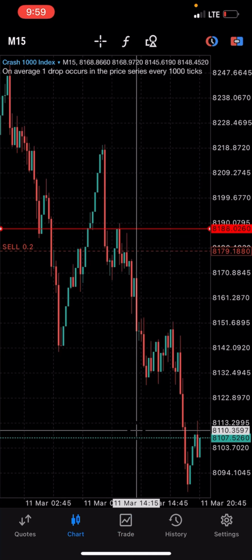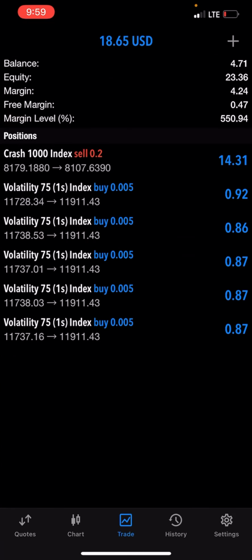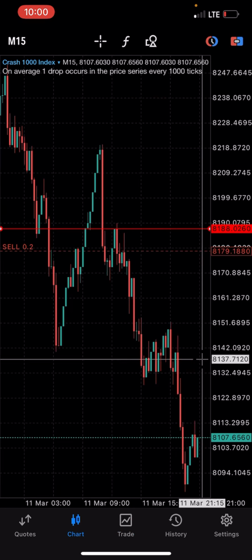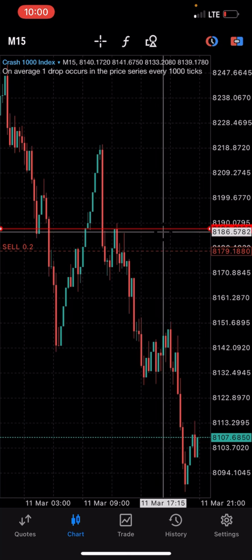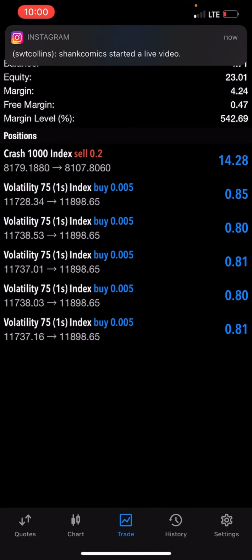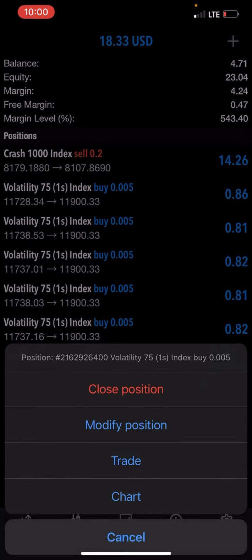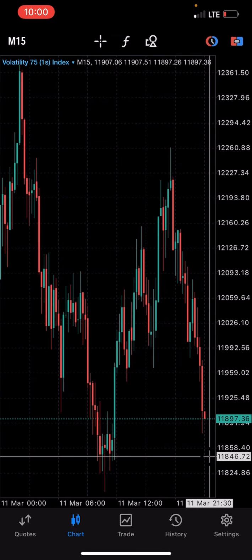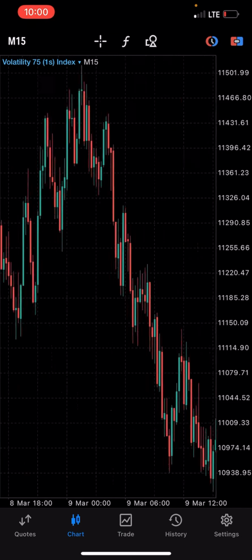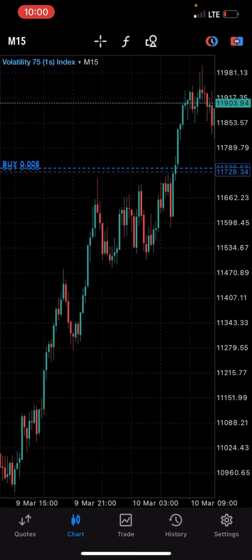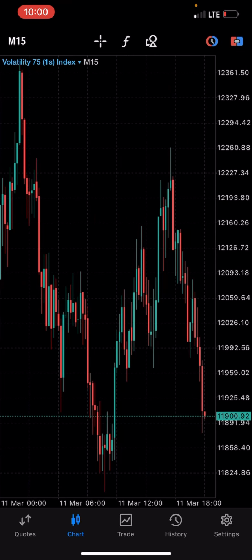Yeah, guys, you can see we are on profit on the same account. You can see from the $4 we are already on $23. So it's very possible, guys, to grow any account. Of course, it's very possible when you have the right knowledge. You can see we opened the position for Crash 1000 Index and it's still selling, and also our Volatility 75 (1s) trade, it's still on profit. With the right knowledge, you're going to do anything in this market.